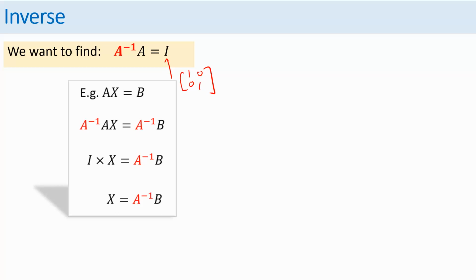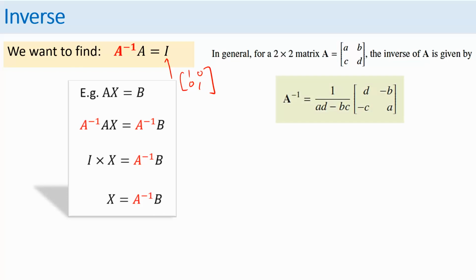Because if you know A inverse, you can get I. If you can get I, you can get X, and then you're done. So your job now is just to find A inverse, which is the color-coded red. That's what you want. Thankfully for you, they figured it out for you already. That's the rule. Copy that down.